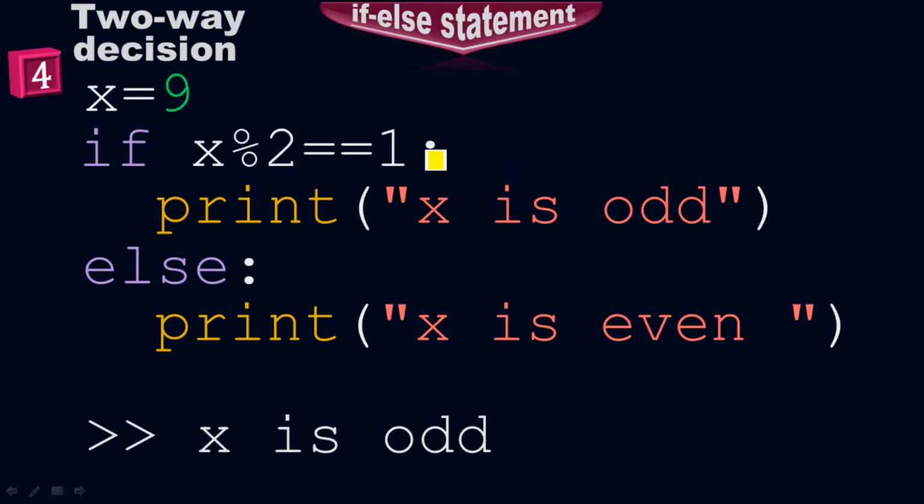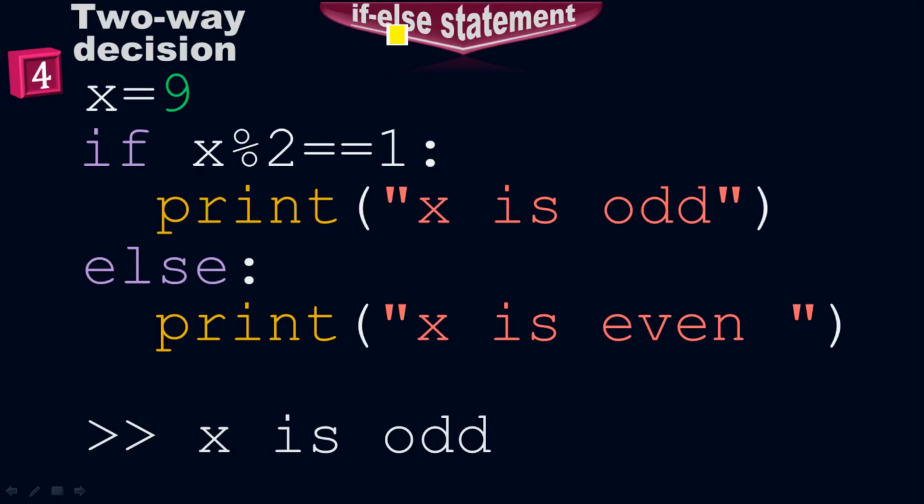Look here, don't forget this colon. You just put the colon here and then press the enter button. Your new line will start from here, not from the beginning, from here. Similarly, don't forget the colon here. Put the colon and press enter, and your new line will start from here. So we have two options again. It is a two-way decision. It is called an if-else statement.